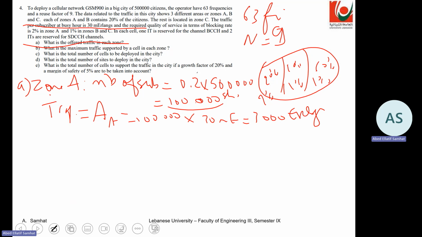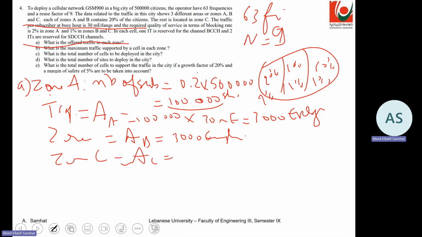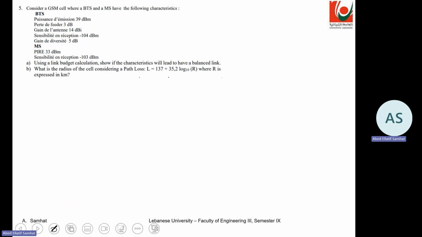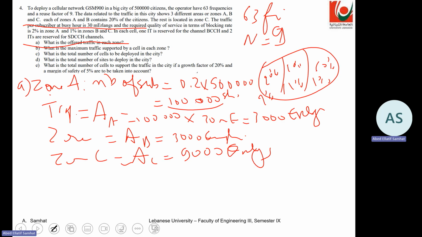We calculate for zone B, because it's 20%, it will also be AB equal to 3,000 erlang. And for zone C, it's equal to AC, because it's 60%, so it's 3 times that. You can do the calculation. So now I know the traffic offered in each zone. This is the answer to A.